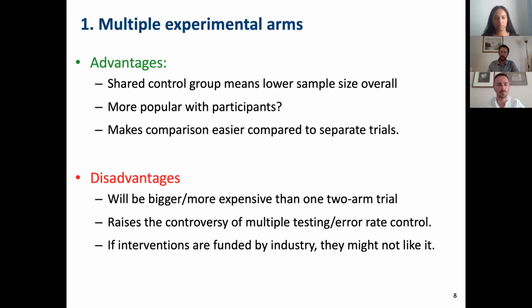I'm not going to go into this, but as a statistician, I am interested in multiple testing and error rates. And it does raise the controversy of whether a multi-arm trial needs to adjust for the fact that there are now multiple null hypotheses being tested against the same control. So I won't go into that, but it's a controversial issue. I can say more if people have questions on it. Also, this is perhaps more relevant for drug trials, but if different interventions are funded by different companies, they don't generally like the idea of them being compared to another company's product. So I don't know if this is true in education research, but that can certainly happen in drug trials.